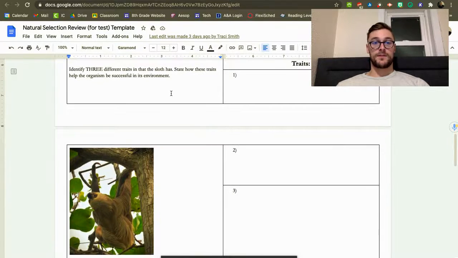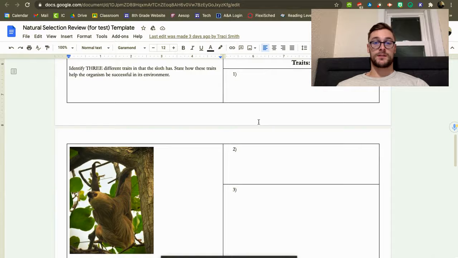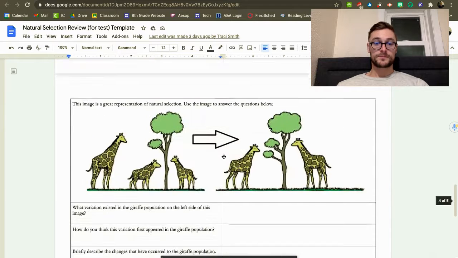Next, we have identifying three different traits that this sloth has. So you're going to explain not just what these three traits are, but how this helps the sloth be successful in its environment. Okay, so make sure that you're also adding that into these three boxes.